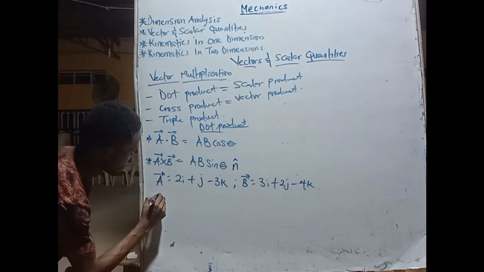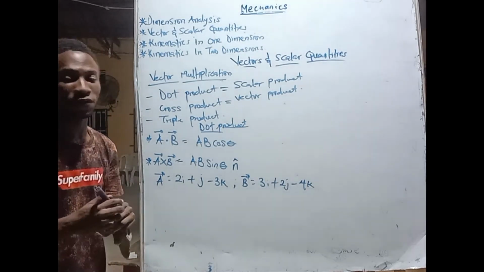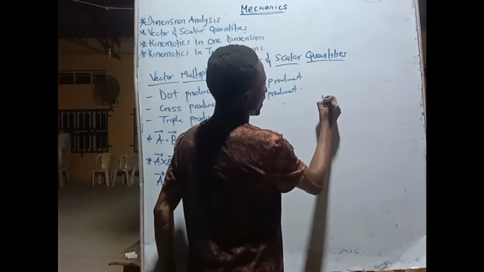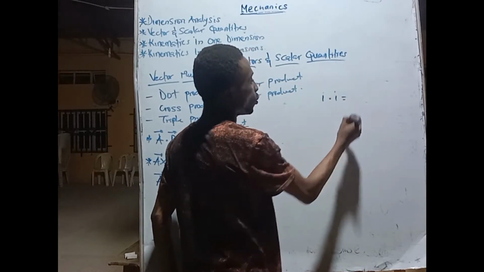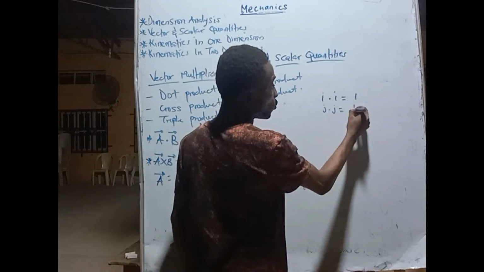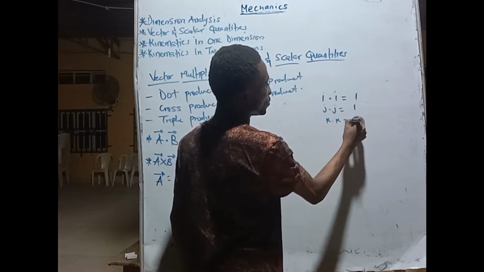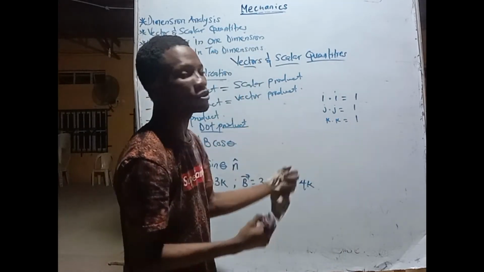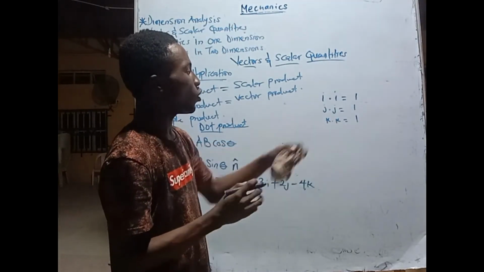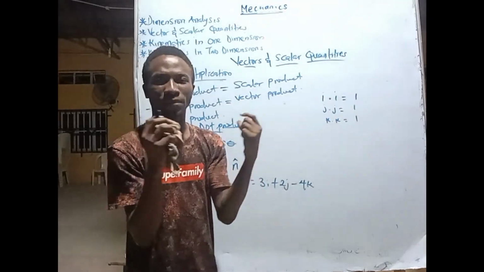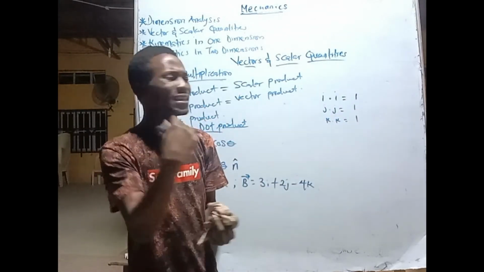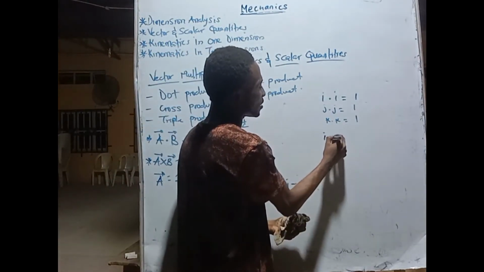One thing I want you to know before we continue with this example is that I dot I will always give you 1. J dot J will give you 1. K dot K will give you 1. Why? Because these are called unit vectors, and once they are multiplying themselves, they give a unit result, which is 1. But when you are multiplying I dot K, this will give you 0.